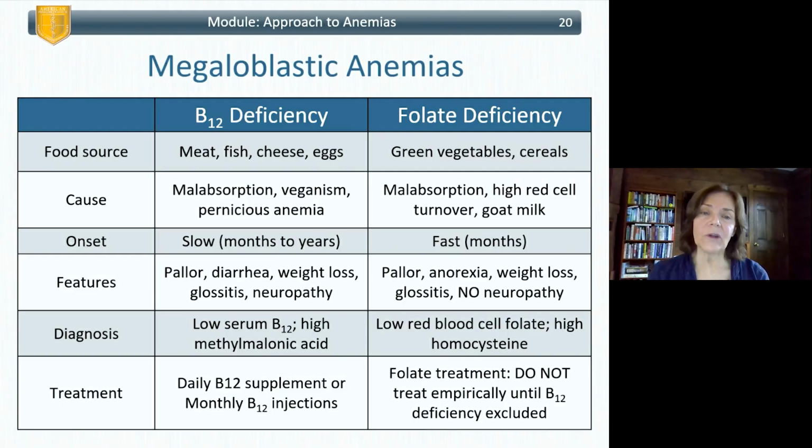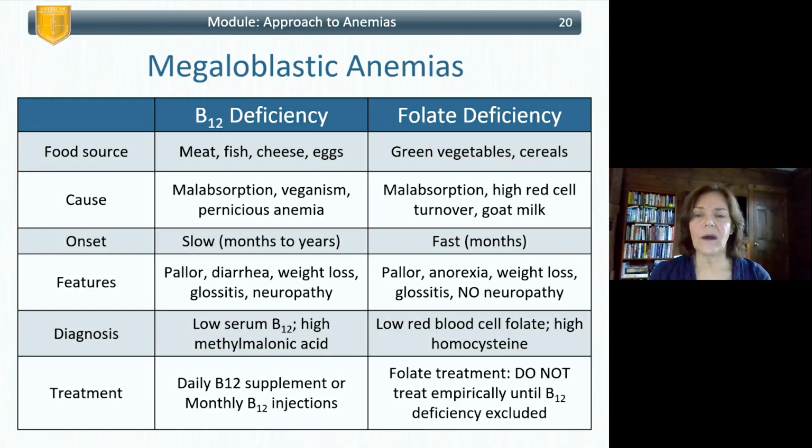As I mentioned before, you want to check a B12 level, which would be low in B12 deficiency, and there would be a high methylmalonic acid level. This is a precursor to cobalamin, or B12, and when B12 is lost, you can't metabolize methylmalonic acid, so this value will be high. And in folate deficiency, you'll have a high homocysteine level because you cannot metabolize homocysteine without folate.